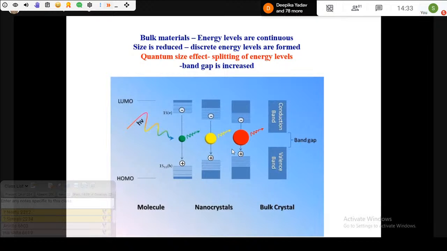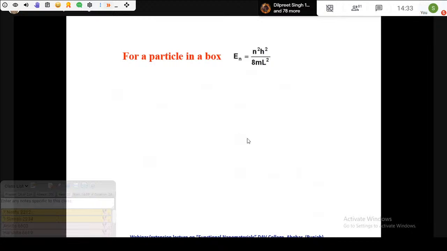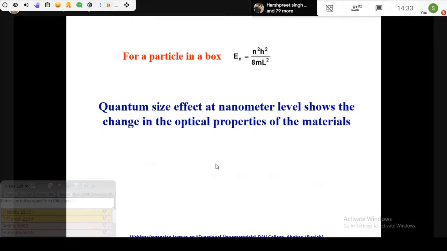It means at this size, just by tuning the size of your particle, we can tune the band gap energy. So okay, this much you have learned in your book. But how is this effective? How practically is this important? For that, we have another point: this quantum size effect at nanometer level changes optical properties.